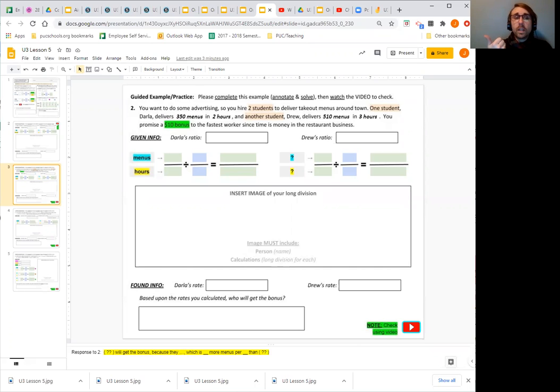Show the annotations, set up the ratios and the fractions. And then if you get stuck along the way, you can unpause this video or play this video and use it to check or help you along the way. But it's not meant to give you all the answers.